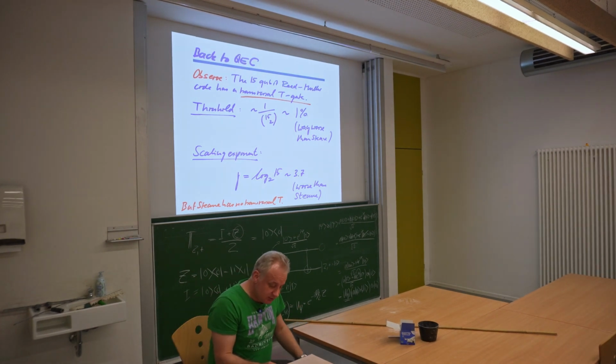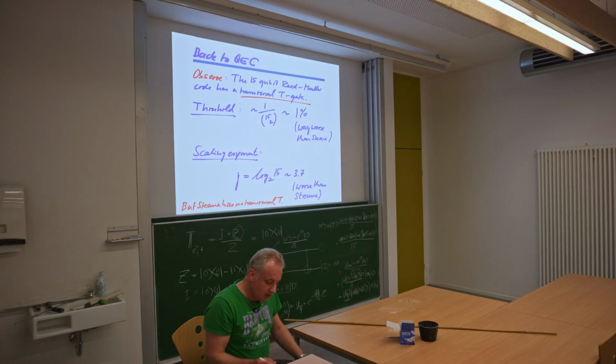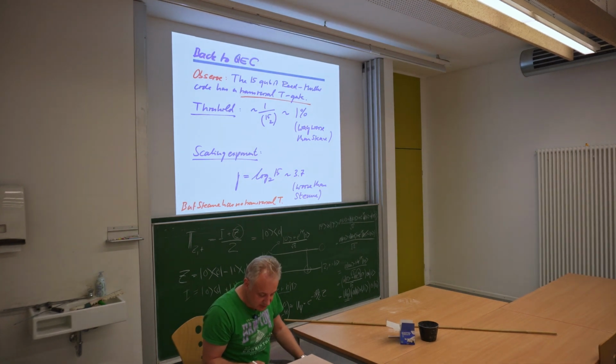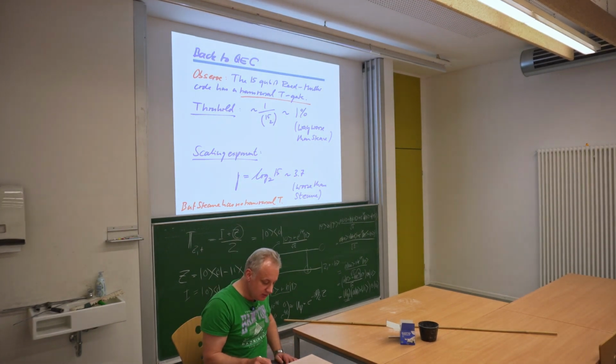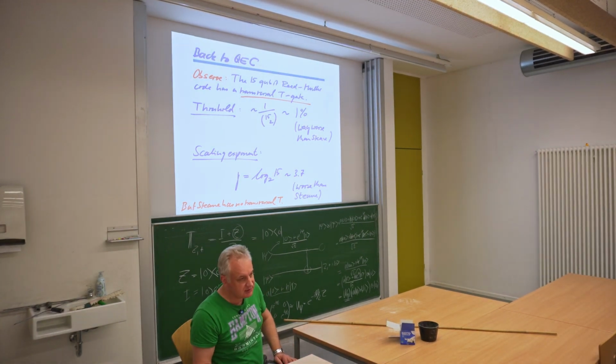Okay, so the threshold went down. Also, the scaling exponent doesn't look all that good. It's log 2 of 15, which is almost 4. So this is worse than you would have it for the Steane code. But again, you can't use Steane for the transversal T.